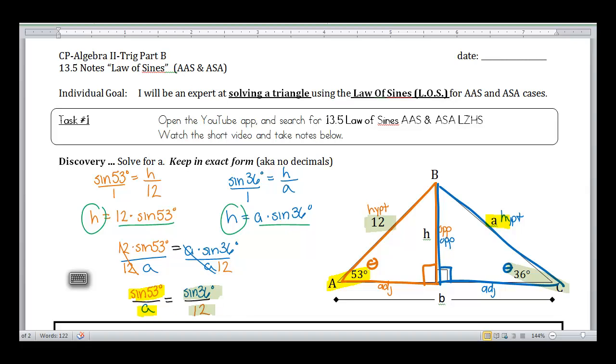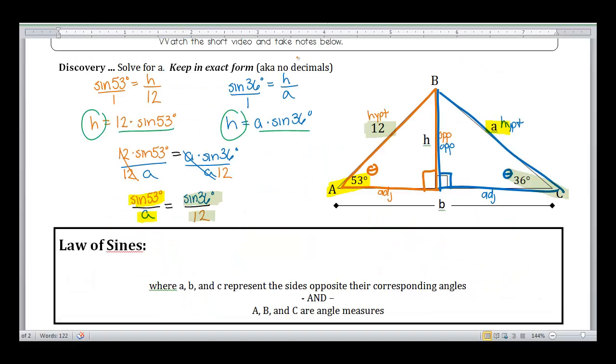So let's write that below. The law of sines takes any two of the three ratios we're about to write and sets them equal to each other to solve for different angle measures and side lengths. And so the first ratio we could use is the sine of angle A divided by side A. Or we could have the sine of angle B divided by side B.